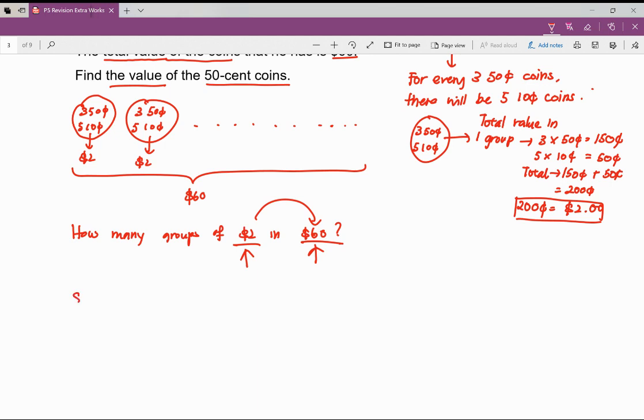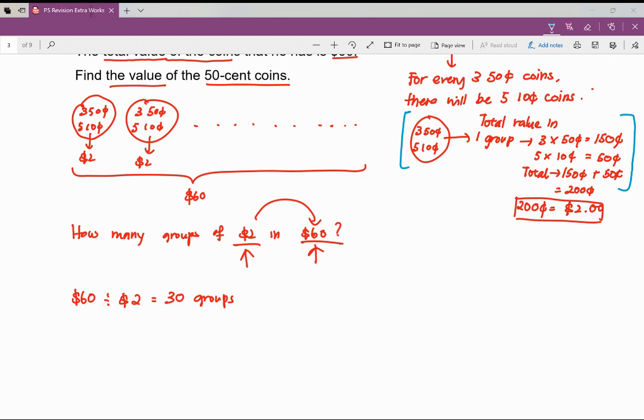Alright, so how many groups of $2 is $60? I will take $60 divide by $2, and that translates to actually 30 groups. Okay, there are 30 groups of this. So what does these 30 groups actually mean? Now, I want to find 30 groups of this. So let's come back to one group. So one group here is actually this one here.